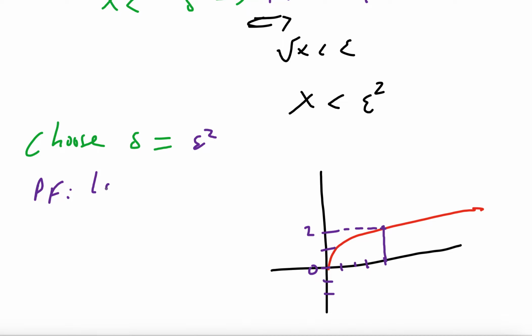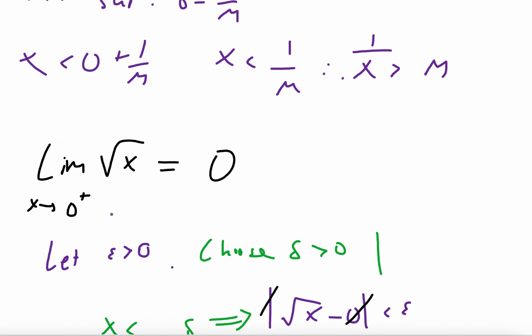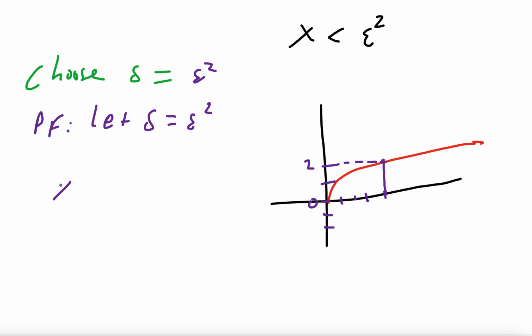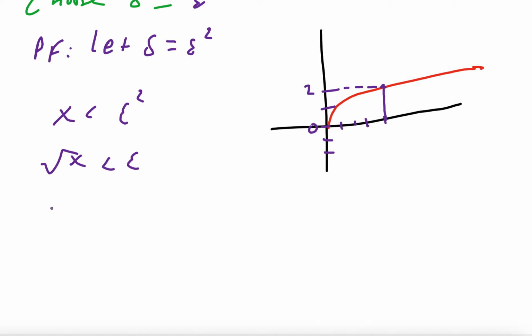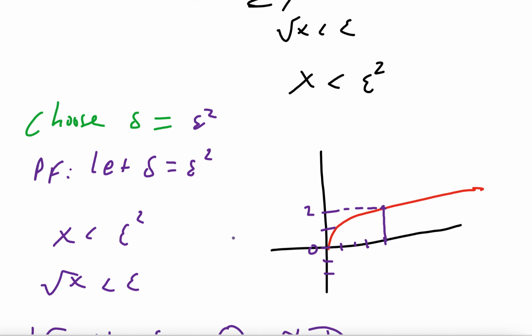So then the proof is simple again. You're just saying, suppose delta is equal to epsilon squared, and then what you do is you just work your way backwards. You say that x is less than delta, right, which is less than epsilon squared, which means root x is less than epsilon. And that's redundant. You can just add the absolute value bars for formality, and you get absolute value of root x minus 0 is less than epsilon, and you're done. That's what you wanted to show, right?